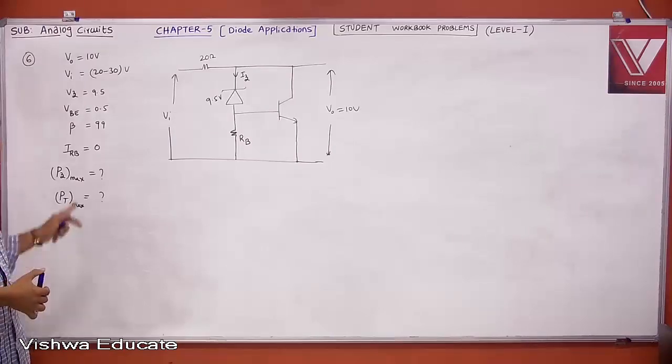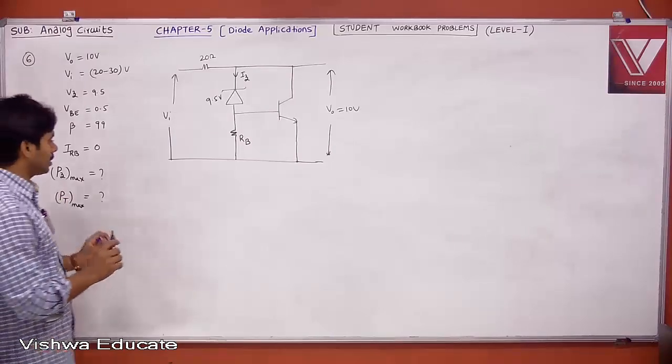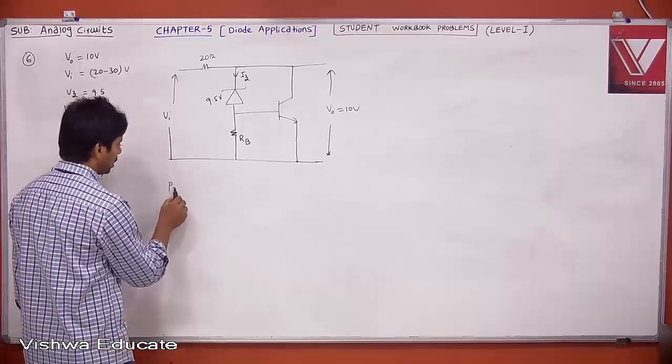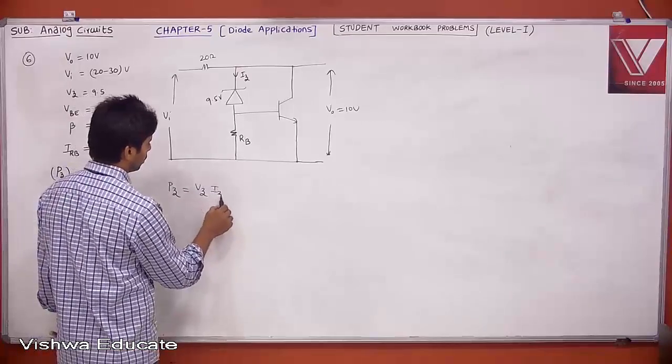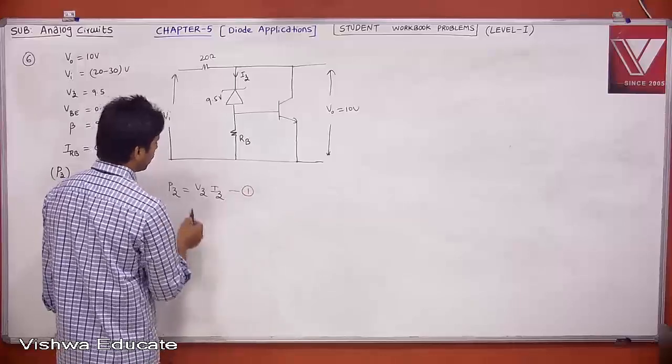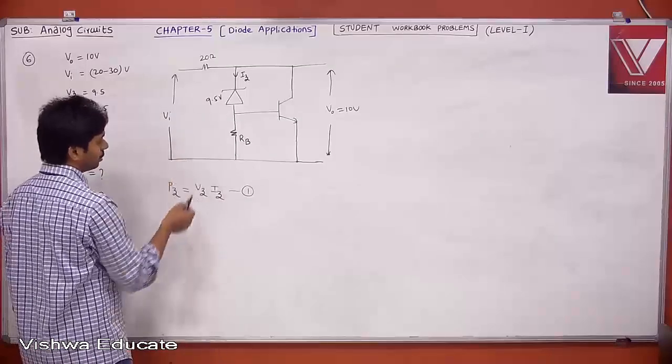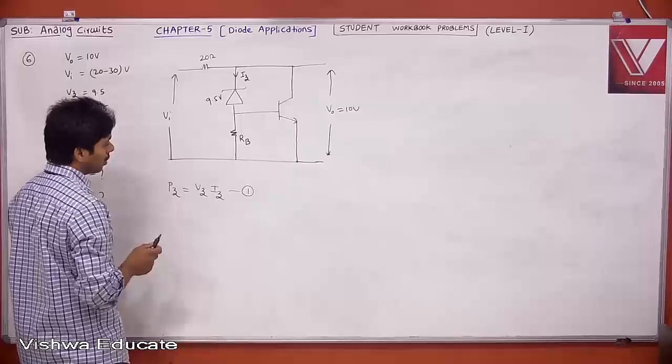If you see here, first of all, what do you mean by PZ? Power dissipation. PZ, the power dissipation is nothing but VZ into IZ. Simple. This is equation 1. VZ is already known to you. If you know IZ, problem is over.